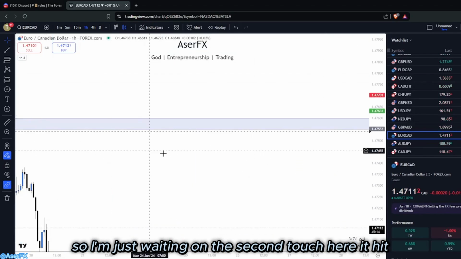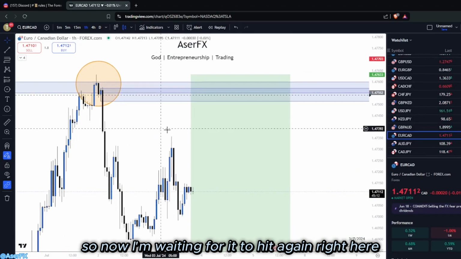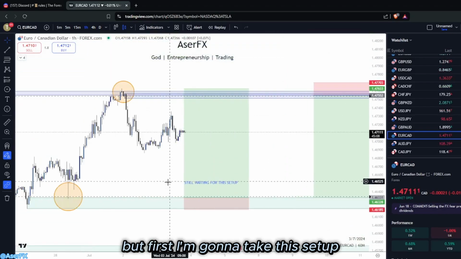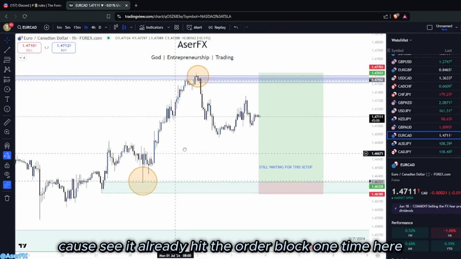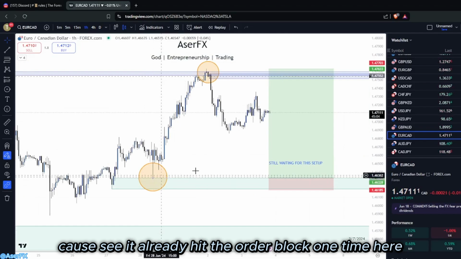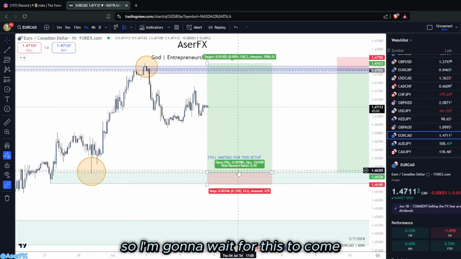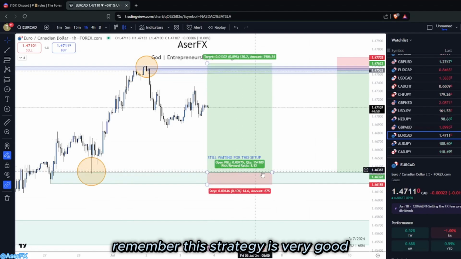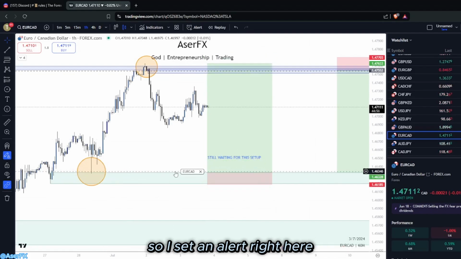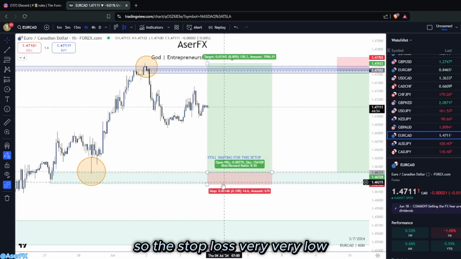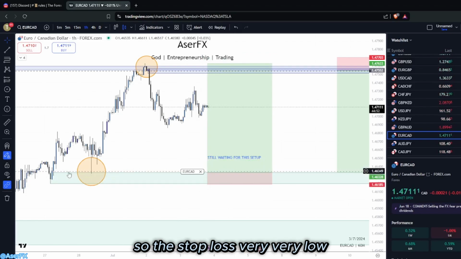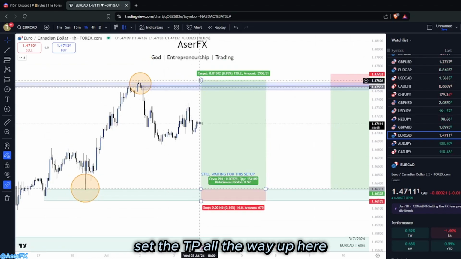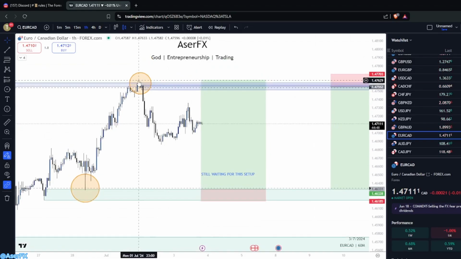So I'm just waiting on the second touch. Here it hit. So now I'm waiting for it to hit again right here. But first, I'm going to take this setup because see, it already hit the order block one time here. So I'm going to wait for this to come. This is a 1 to 9 trade, guys. Remember, this strategy is very good. So I set an alert right here a little bit before it hits. Set the stop loss very, very low from how far it went to the order block last time. Set the TP all the way up here. Okay.